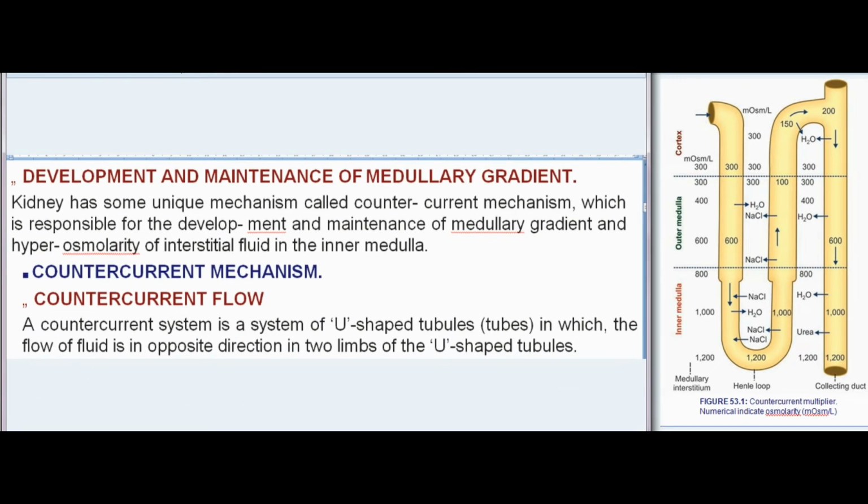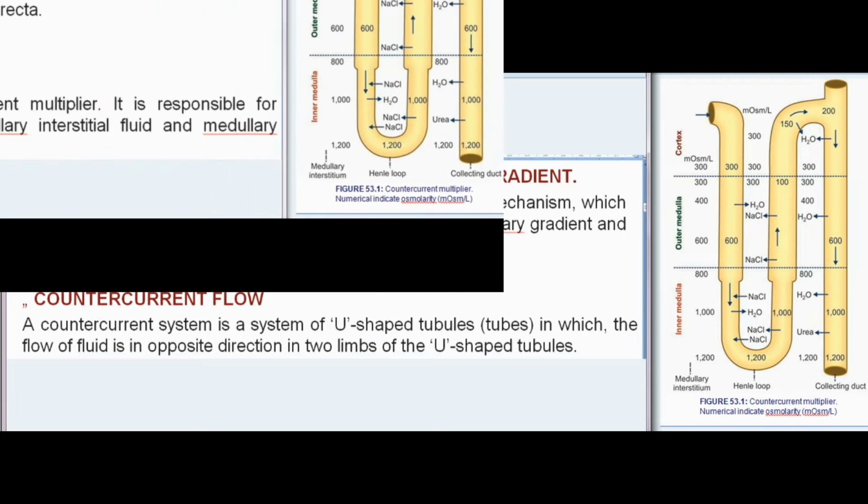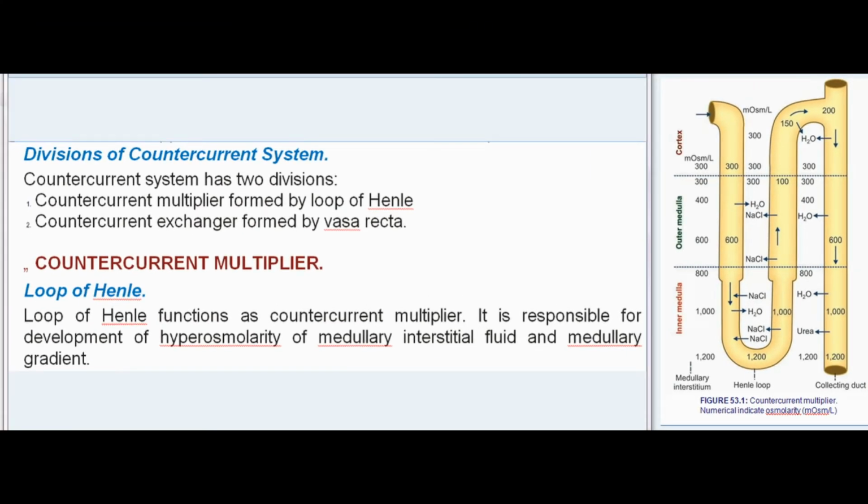Development and maintenance of medullary gradient. The kidney has a unique mechanism called the countercurrent mechanism, which is responsible for the development and maintenance of medullary gradient and hyperosmolarity of interstitial fluid in the inner medulla. Countercurrent flow: a countercurrent system is a system of U-shaped tubules in which the flow of fluid is in opposite direction in the two limbs. Countercurrent system has two divisions: countercurrent multiplier formed by loop of Henle, and countercurrent exchanger formed by vasa recta.